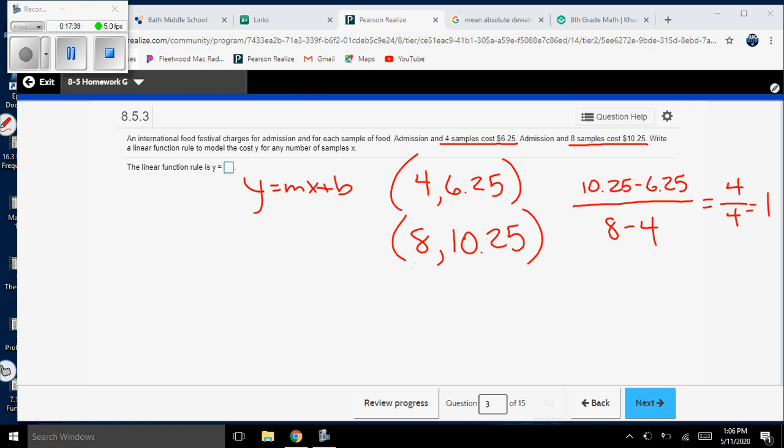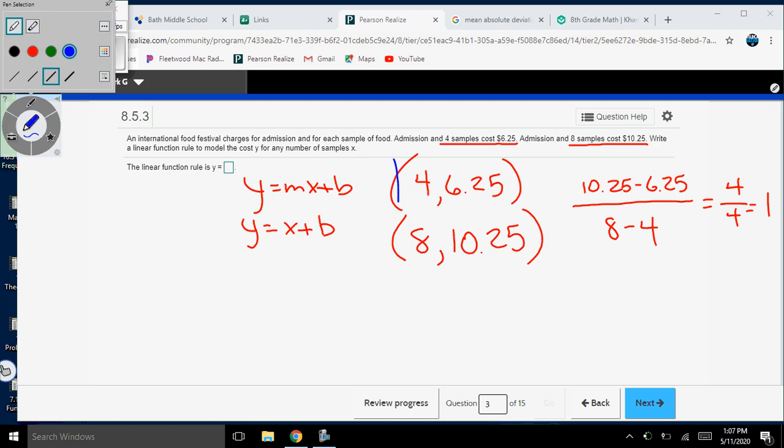Okay, so our slope is 1. When I plug that in, y equals 1x, I really don't even have to do that. I could just put in x plus b. Go ahead at this point and plug in any of the x values or any of the y values. So I'm going to choose to use the first one since the numbers are smaller.